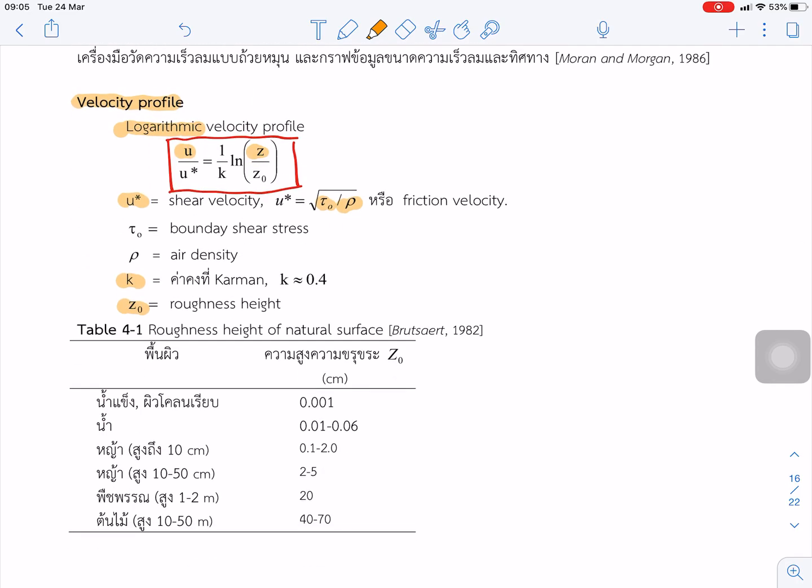For the roughness height, z naught, it depends on the surface. Okay, for example, this is for ice, or the smooth mud. It is for water. This is for the grass, different heights. And this is for the bush. For the tree.